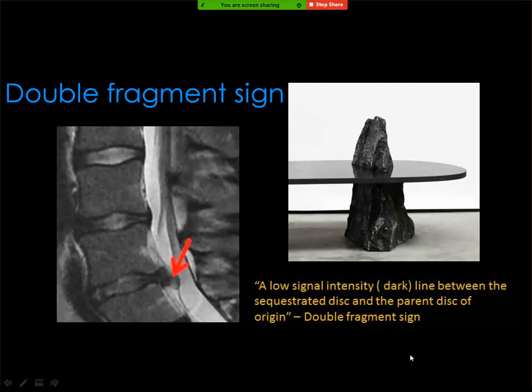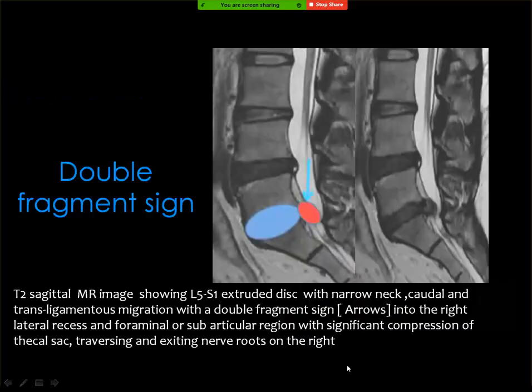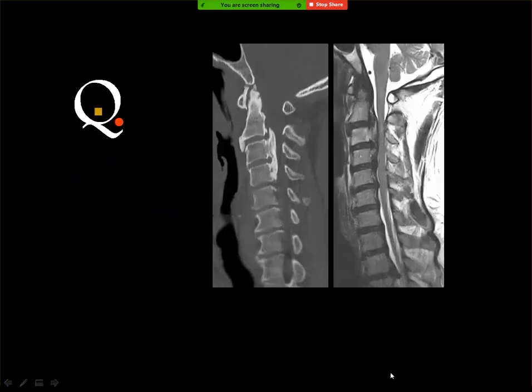And if you see this low signal line between the disc fragments, then you can say safely that you are dealing with a sequestrated disc, in spite of the sequestrated fragment not being totally separable from the disc itself. And this is also an appearance of a double fragment sign. You have herniation and some separation of the disc fragment. Then what do you think of this?